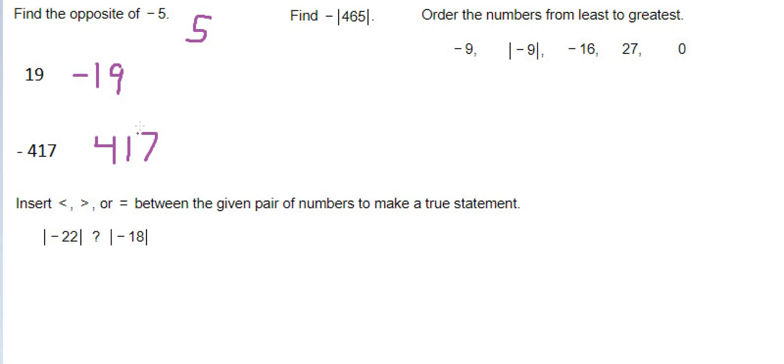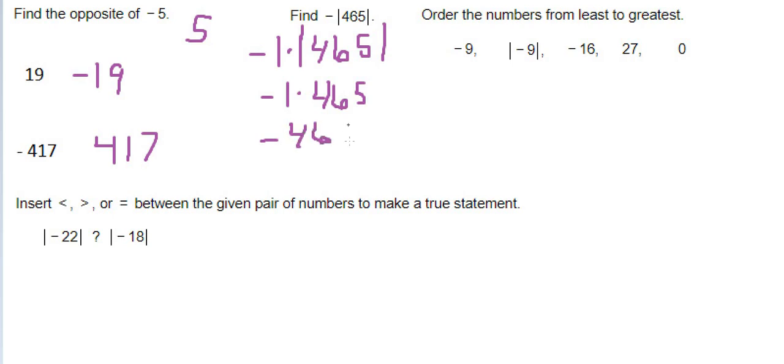Anytime you see these two lines around a number, they're called absolute value, and you just change whatever is inside of that to positive, but the negative's on the outside. So this is really -1 times the absolute value of 465, and the absolute value of 465 is 465. So -1 times 465 is -465.